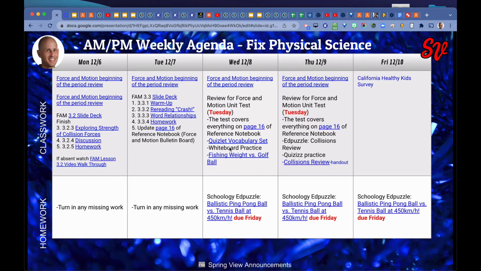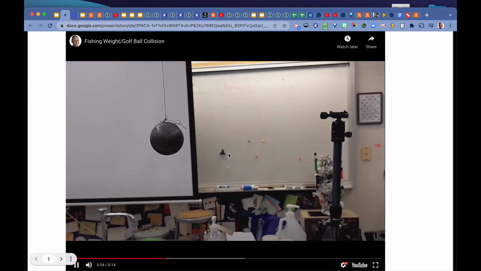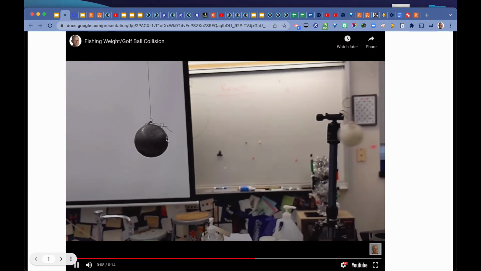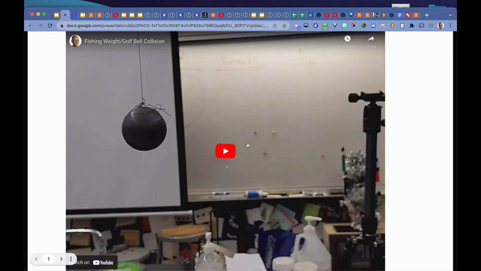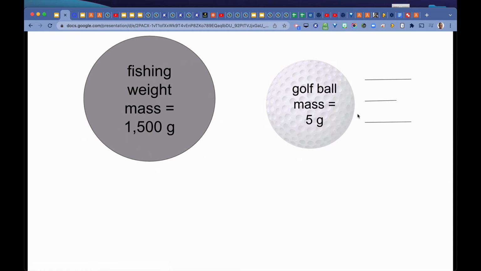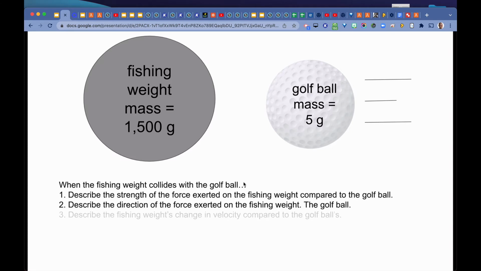We did a little whiteboard practice in class. And then we did fishing weight versus golf ball. Let's take a look at that. So we saw a golf ball collide with a fishing weight. We saw the fishing weight's velocity start moving, and the change with the golf ball was it changed direction. And so, again, this is showing the golf ball going towards the fishing weight, the two masses. And then we went over all the questions about it.